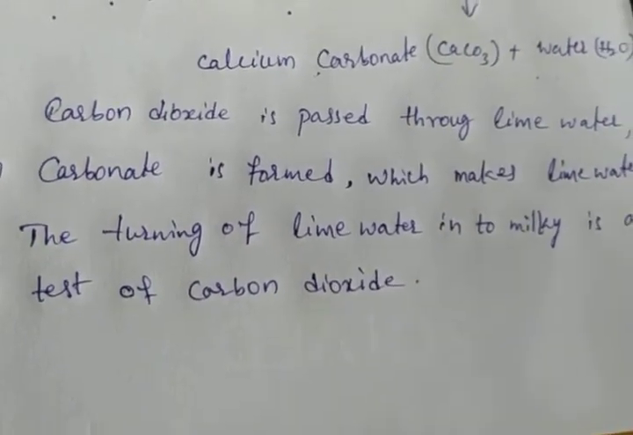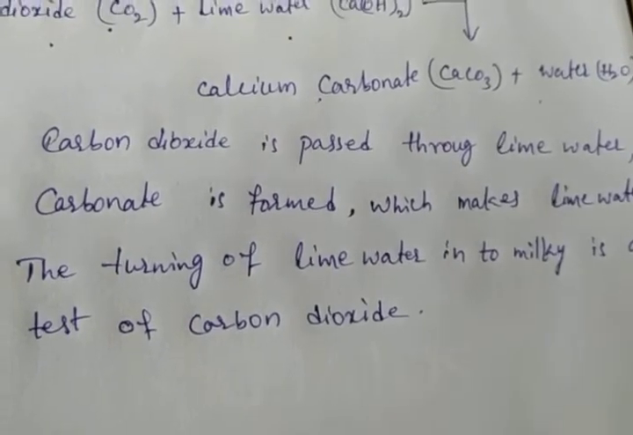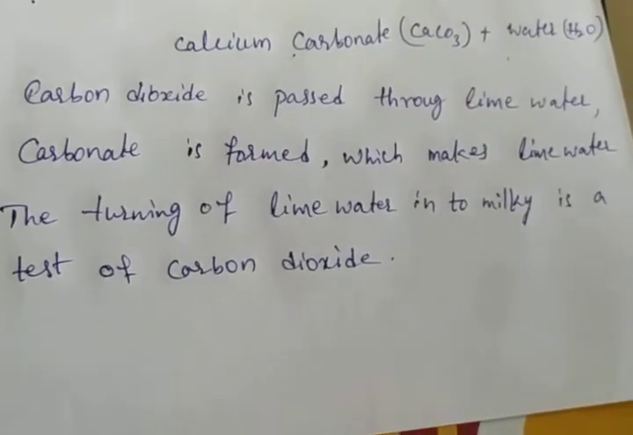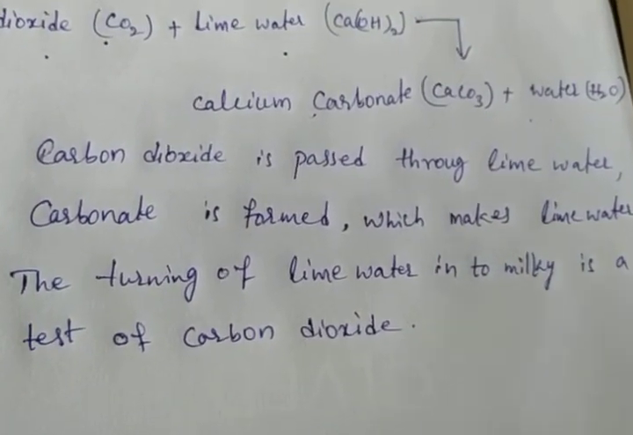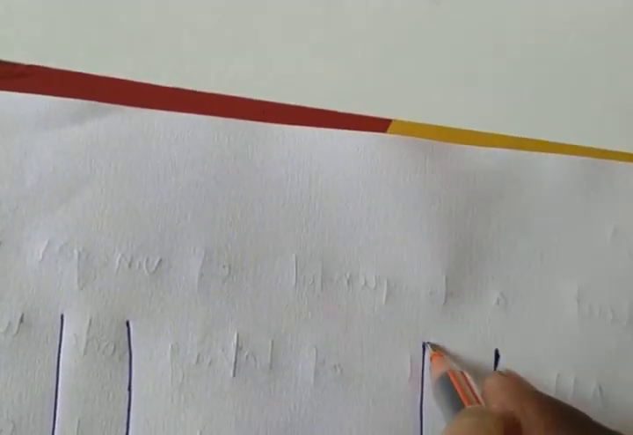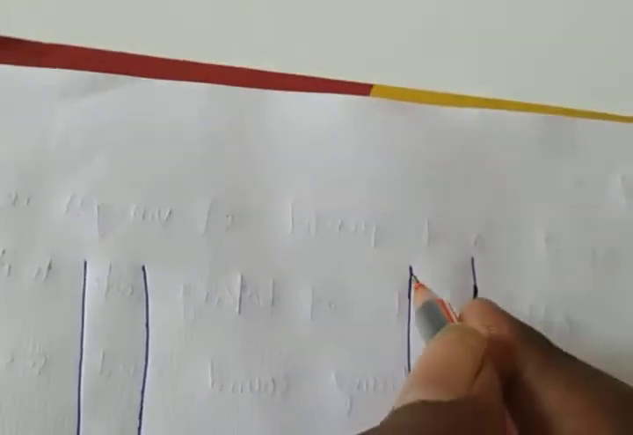Okay, here I will show the setup to pass gas through lime water. How can we pass carbon dioxide gas through the lime water? Here, first we have to take two test tubes. This is one test tube, and this is another test tube. These are the two test tubes.